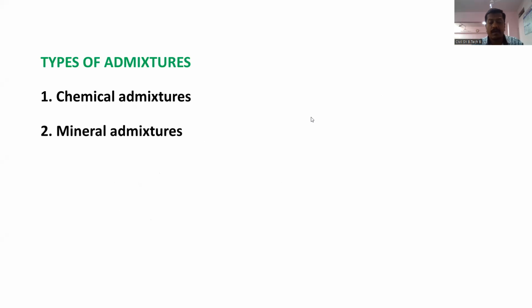Then the next point is what are the different types of admixtures present in nature. Basically there are two major categories of admixtures. The first one we call chemical admixture, and the second one we call mineral admixture. Now what are chemical and mineral admixtures? Chemical admixtures are made using some chemicals which enhance the properties of your concrete. In the case of mineral admixtures, generally we use natural waste or natural minerals. It may be fly ash.